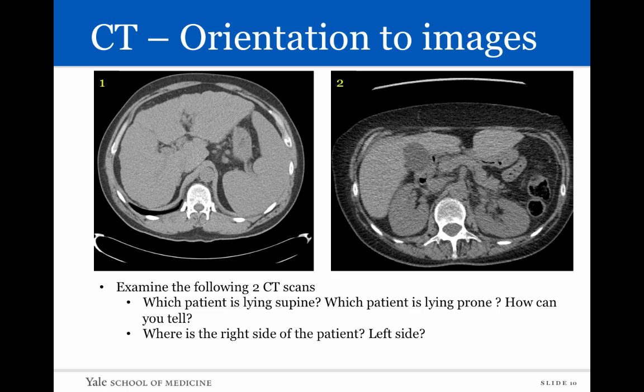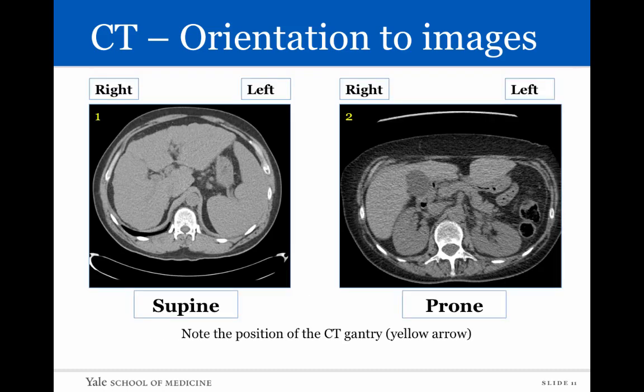If we go to the next slide, we can see that patient number 1 is lying supine. This is the CT gantry. This is the table. Patient's back is lying on that table. Patient 2 is lying prone. This is the patient's front lying prone on the same table. A convention, right is going to be this side over here, left is going to be this side over here, and this won't change when the patient is lying prone as well. Right side here and left side over here.